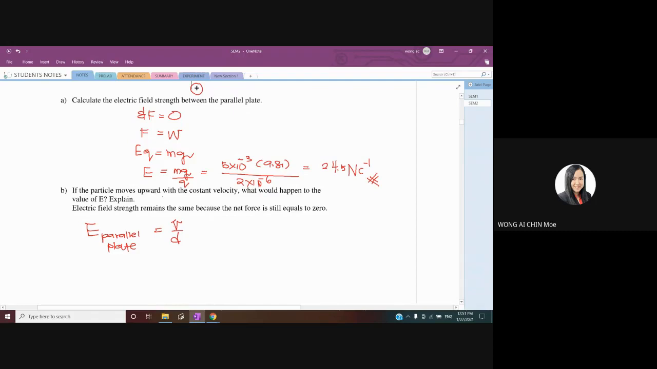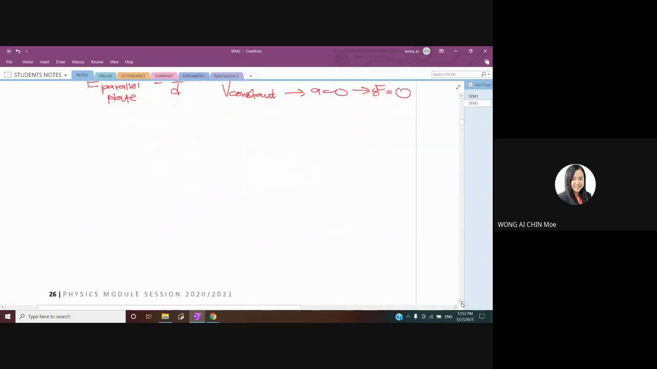What happens is, if the particle is moving upward, your electric field remains the same. Why? Because the net force is still equal to 0. The question says the particle moves upward with constant velocity. When we say v is constant, it means that a equals 0, so F net also still equals 0. Nothing changes, that's why the electric field strength remains the same. You may pause the video if you are still calculating the value.